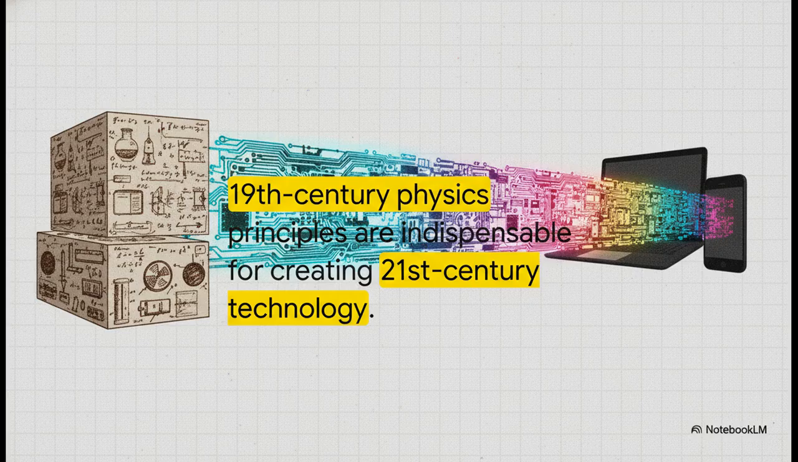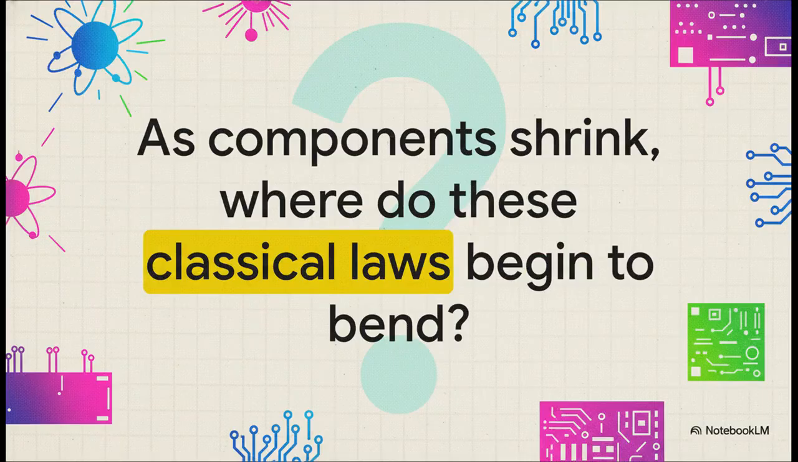It's pretty amazing. But this all leads to one last really fascinating question. We keep making components smaller and smaller, pushing right down to the scale of individual atoms. So at what point do these classical laws of physics start to bend, or even break? And what new rules are we going to need to figure out to build the next generation of technology?